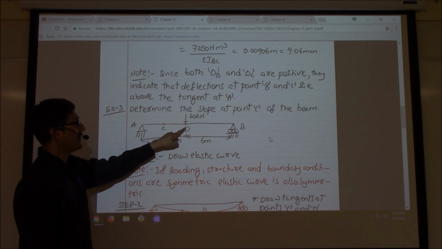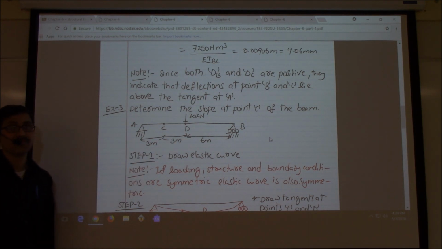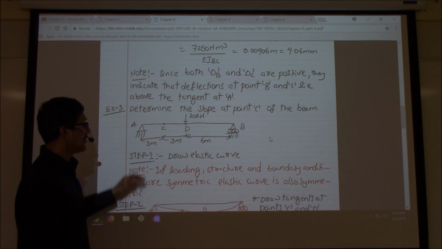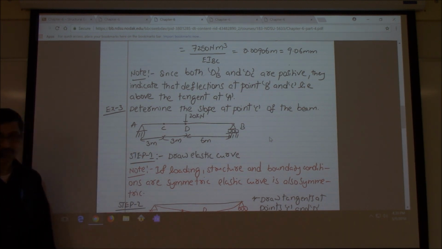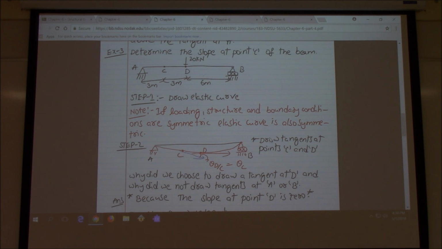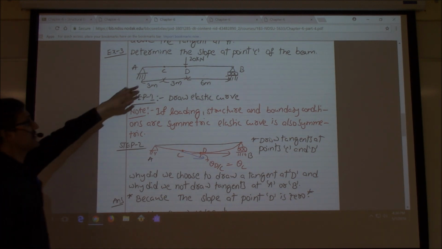So whenever the maximum deflection happens at a particular point, you know that the slope at that point is 0. Maximum deflection corresponds to the point where the slope is 0. So keep that in mind. And when we determine where we have to draw the second tangent, this comes into play. For example, we were asked to find out what is the slope at the point C.